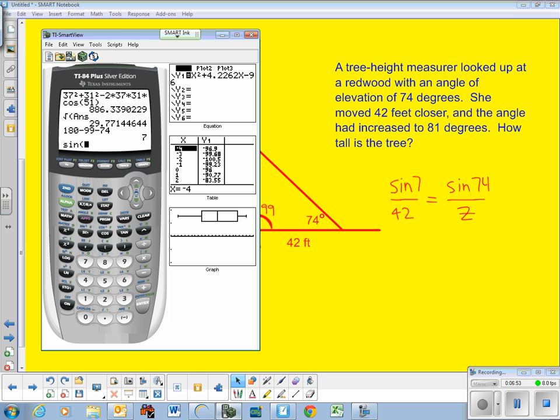Sine of 74 times 42 divided by sine of 7, cross multiply and divide, and that tells me that z is 331.3.